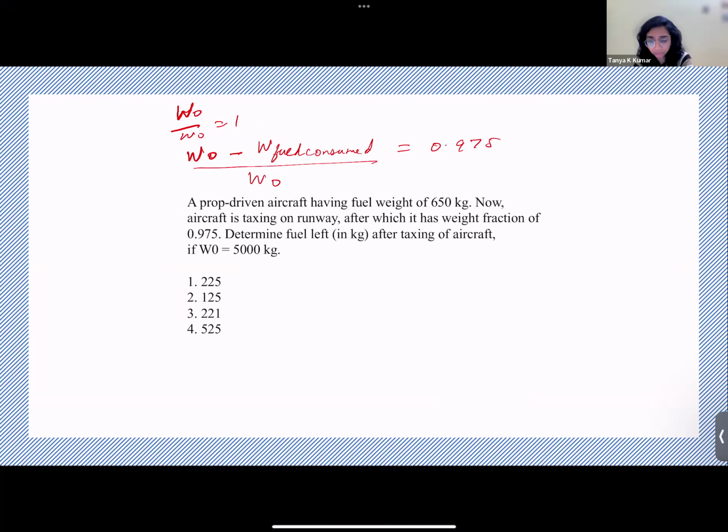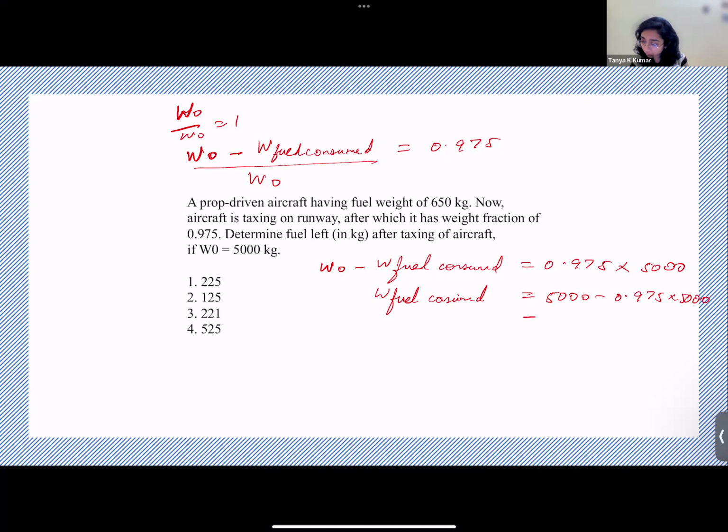So now let's split it. You have W naught minus W of fuel consumed is 0.975 into weight, which is 5,000, correct? So how much is weight of fuel consumed? How much is it? It's 5,000 minus 0.975 into 5,000. How much is this?